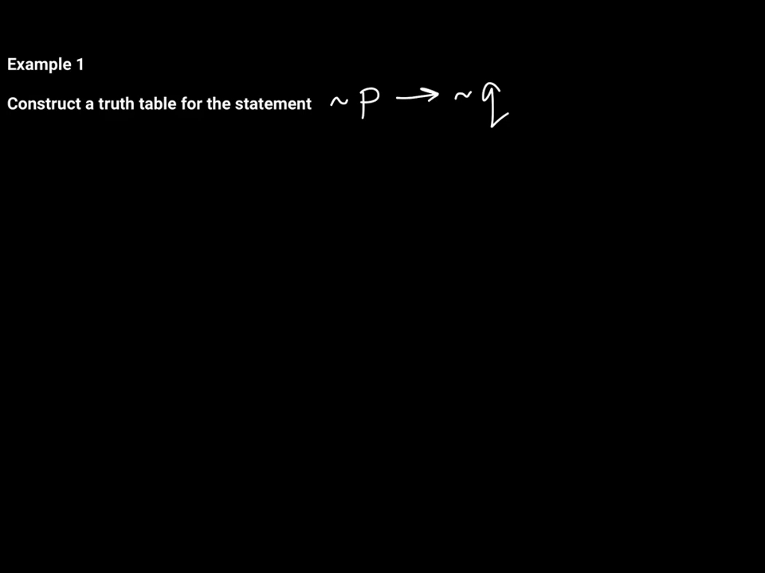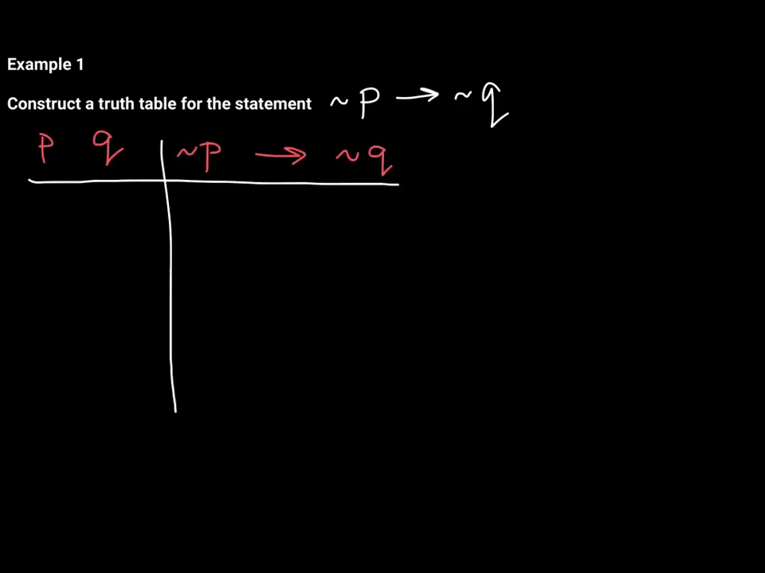All right, we're at our first example. We want to construct a truth table for this statement: if not P, then not Q. Because this is a conditional statement, the answer column in our truth table will be underneath this symbol. Let's go for it. I've got my table set up. Let's fill in the cases here. P could be true, true, false, false. Those are the four cases. Q can be true, false, true, false. This covers all four cases.